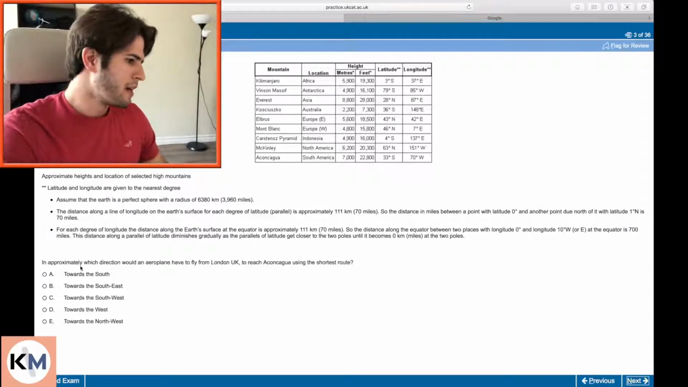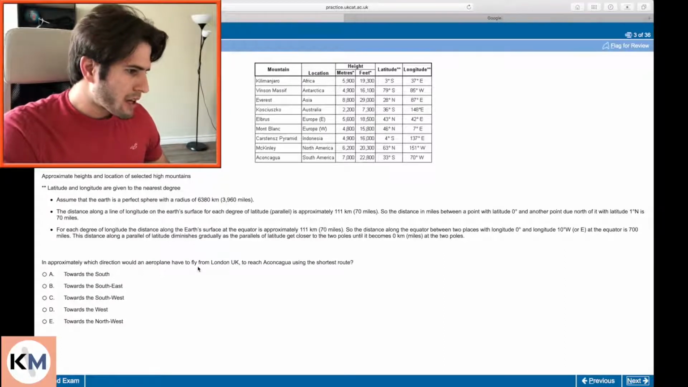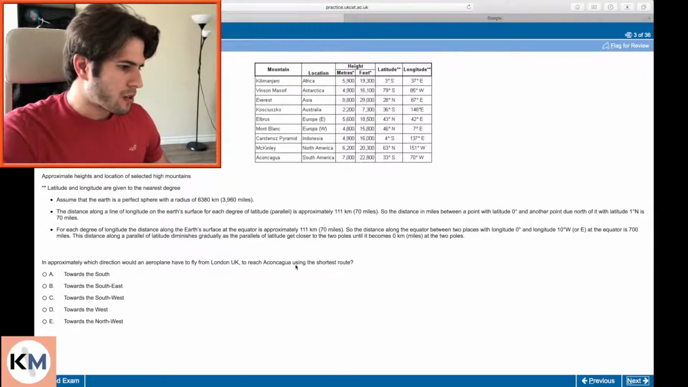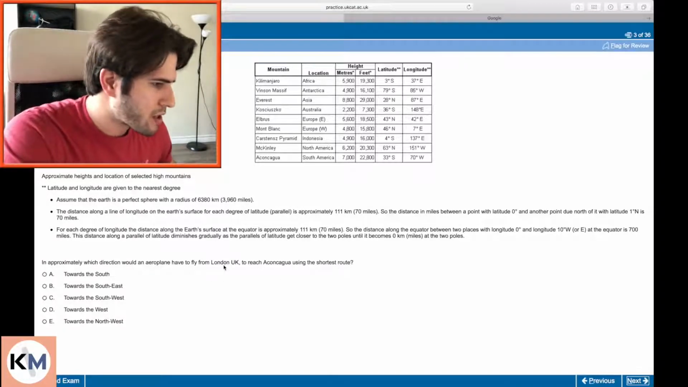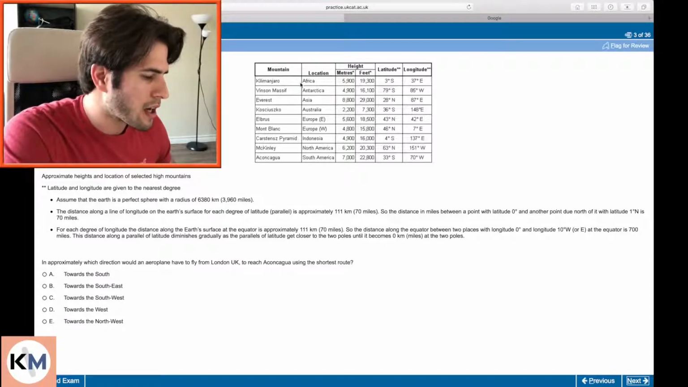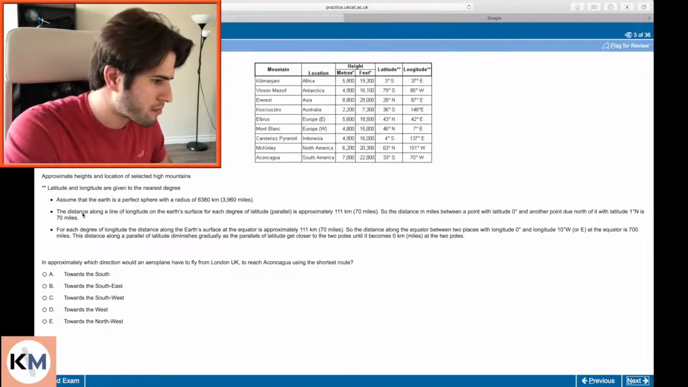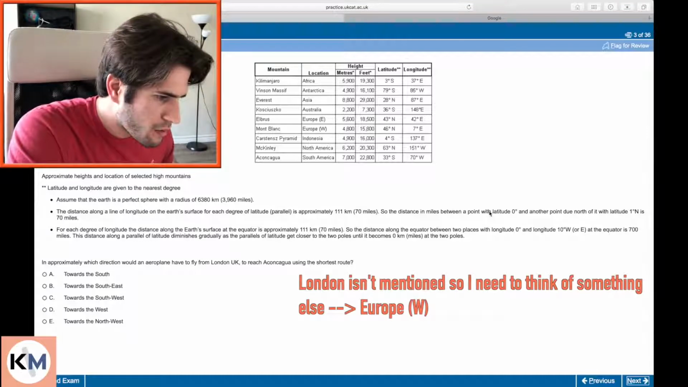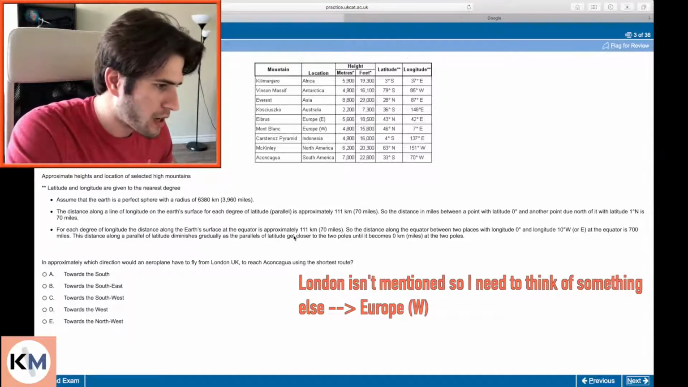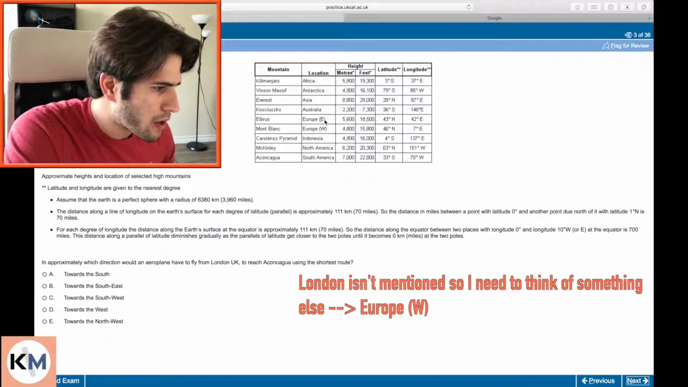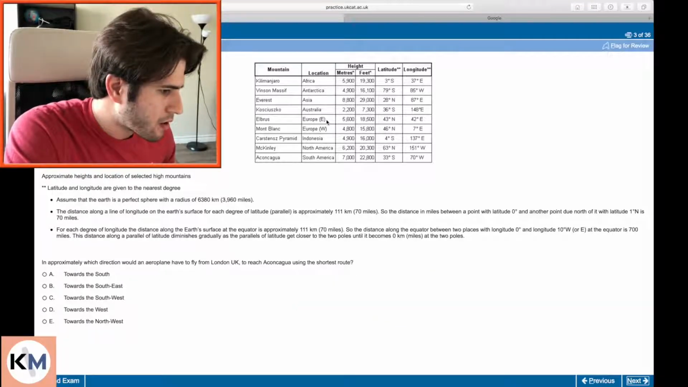Next question. Approximately in which direction would an airplane have to fly from London, UK to reach Aconcagua using the shortest route? Okay, so where's London, UK? I don't see London, UK anywhere in the table, so I'm going to skip to this writing. Real quick, London. I have no idea. Where is London? I'm going to go with Europe. And where is Aconcagua?